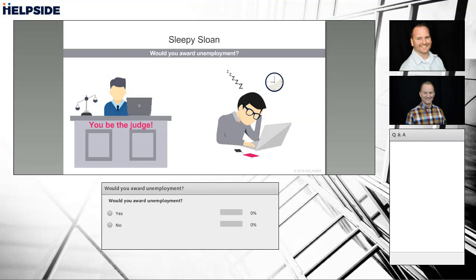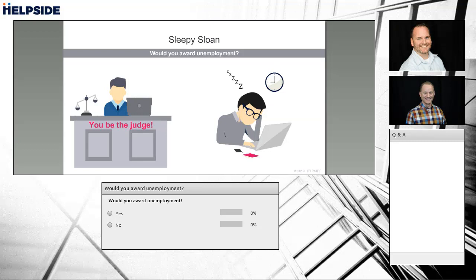Sleepy Sloan is caught by his supervisor sleeping on the job. So he wakes Sloan up, reminds him of the no sleeping on duty policy, and says, Sloan, you got to stay awake to do your job, right? Sloan says, okay, I get it. And the supervisor says, all right, this is a verbal warning. And of course, the supervisor documents that.